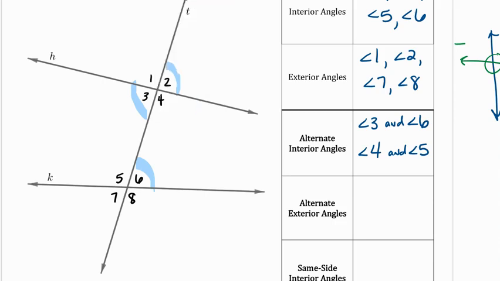There we go. Say angle 2. That one is an alternate exterior angle. So I want another one on the exterior, but on the alternate side of the transversal. That would go with angle 7.